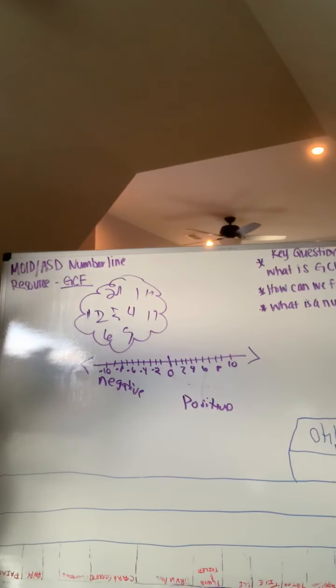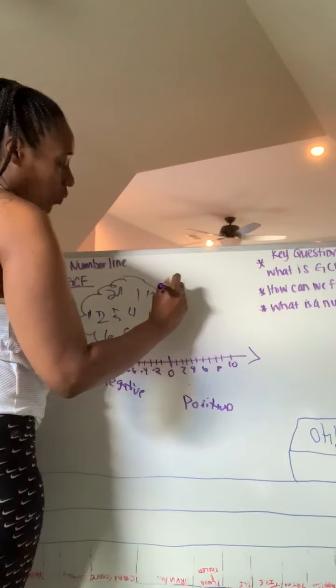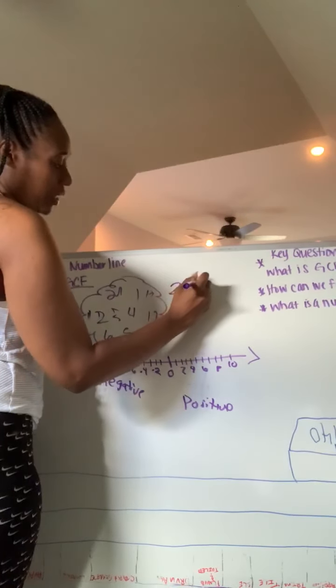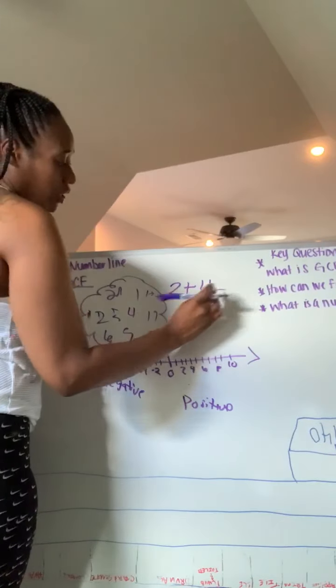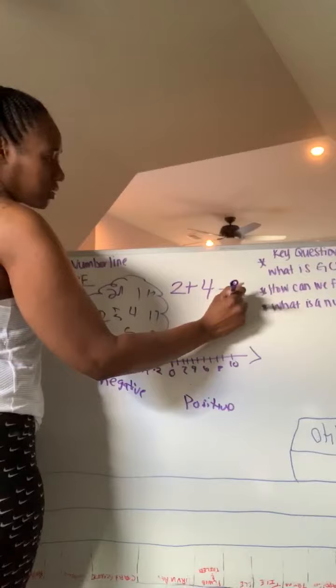So now we think, how can we use math to get numbers on the number line? We can start with a simple equation. What is 2 plus 4? 2 plus 4 is 6.